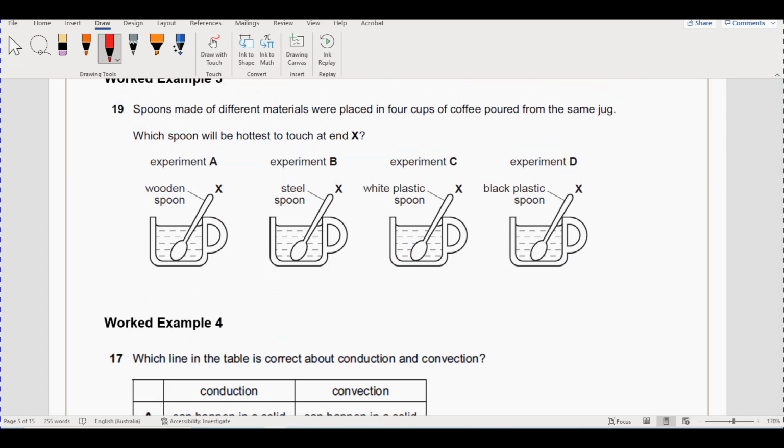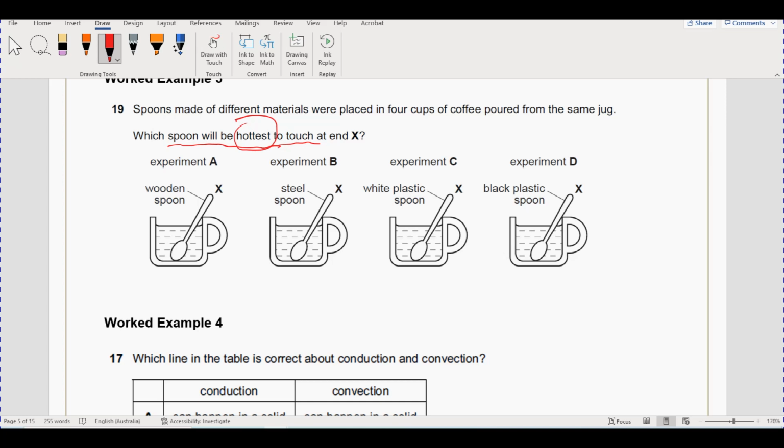Okay, spoons made of different materials are placed in 4 cups of coffee poured from the same jar. Which spoon will be the hottest to touch at the end? Okay, so that means you have wooden, steel, plastic, black plastic, white plastic. Which one will you feel the hottest? Okay, 20 seconds. I'm not going to pause the video; you can pause it by yourself.